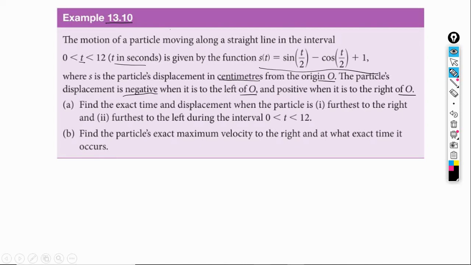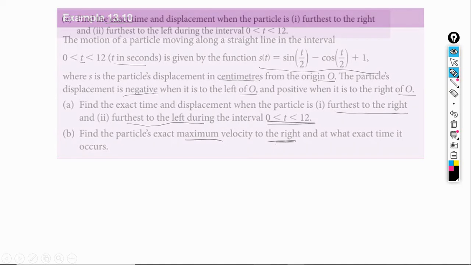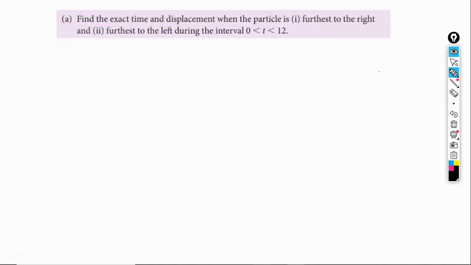A, find the exact time and displacement when the particle is furthest to the right and furthest to the left during the interval between 0 and 12. B, find the particle's exact maximum velocity to the right and at what exact time it occurs. Okay, so I'm going to focus on A and B individually. A says find the exact time and displacement when the particle is one, furthest to the right and two, furthest to the left in this time interval.